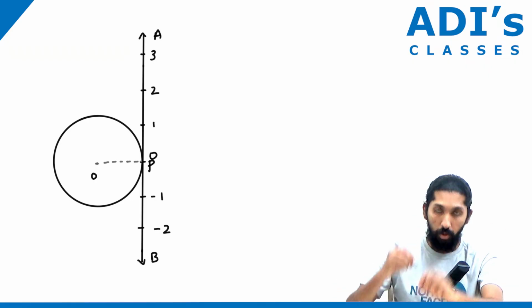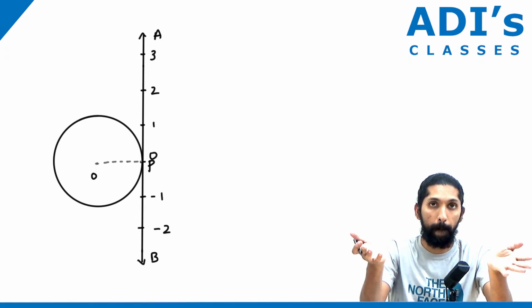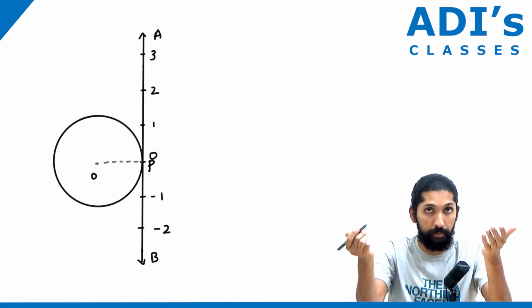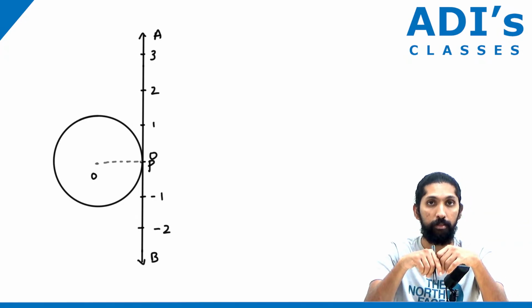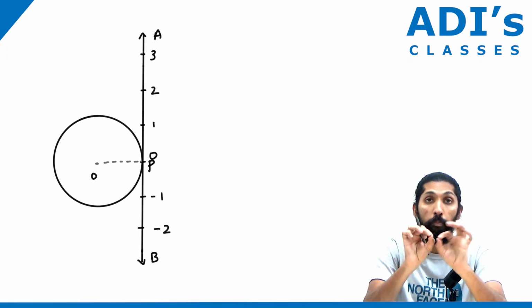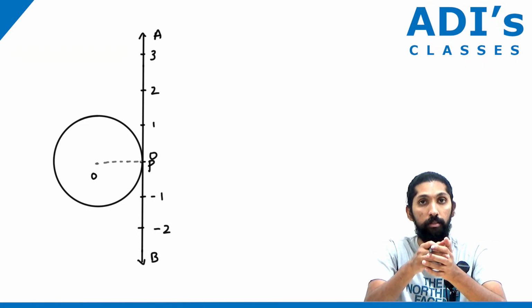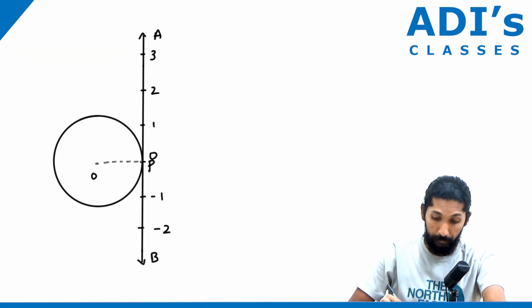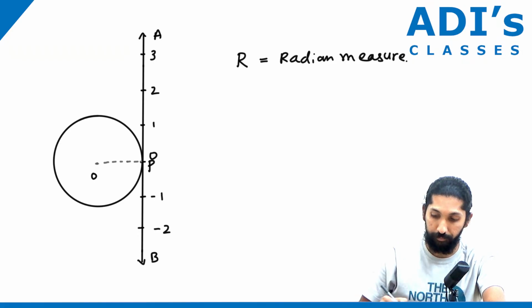So now, don't you think that the number line is the set of real numbers? And the angle it subtends on the circumference, I can measure in terms of radian. That means real numbers and radian measure are one and the same. There is no difference whatsoever. So we can say the set of real numbers is the same as radian measure.